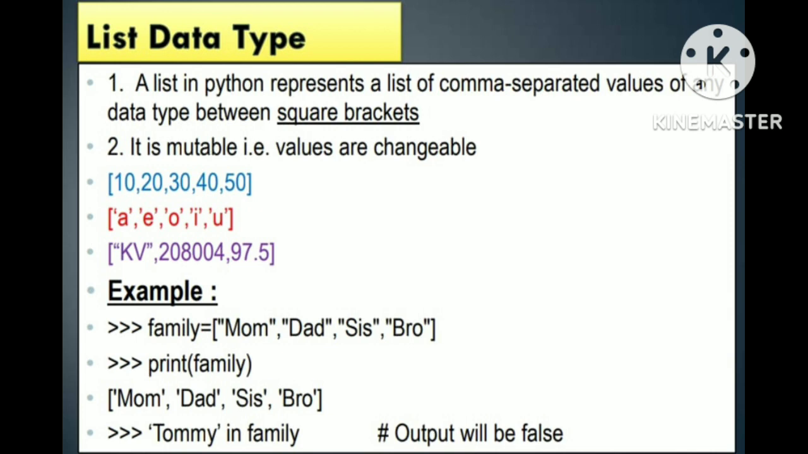For example, family equals to mom, dad, sis, bro. Print family: mom, dad, sis, bro. Tommy in family. The output will be false because in the given list, Tommy is not in that list.